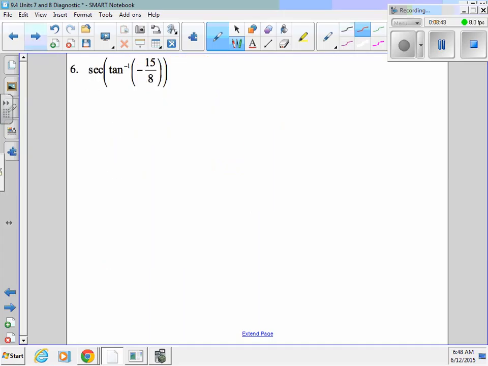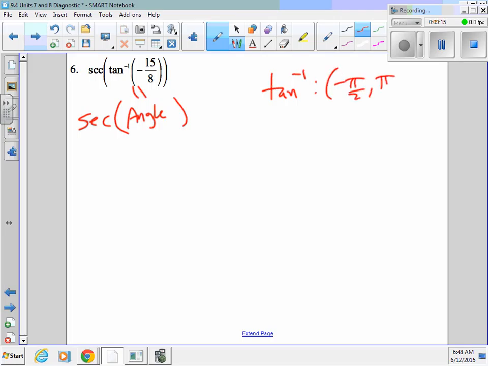Okay. Number 6. We have secant of inverse tangent of negative 15 over 8. Woo! Okay. So I have secant of an angle. This inverse tangent thing is an angle. Inverse tangent eats the ratio and spits out the angle. So I have to figure out what's going on with this angle. Inverse tan can spit out answers between negative pi over 2 and pi over 2. Tangent is negative, so we're going to be in the fourth quadrant.